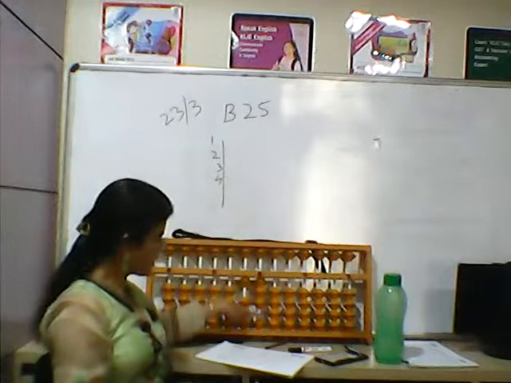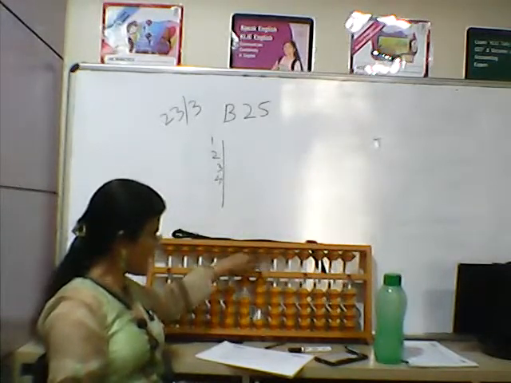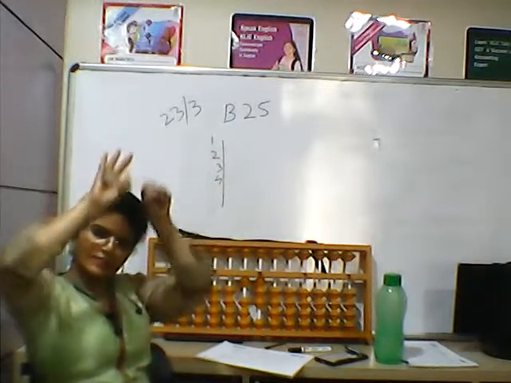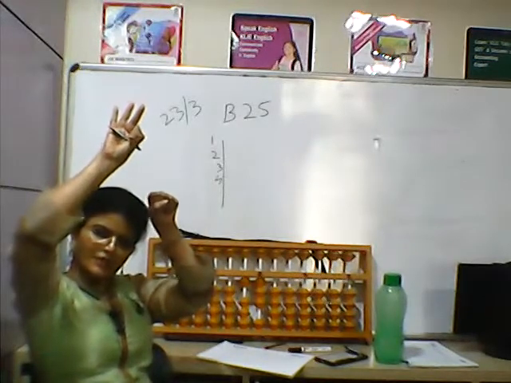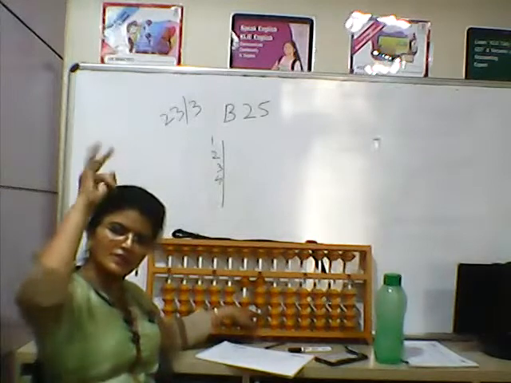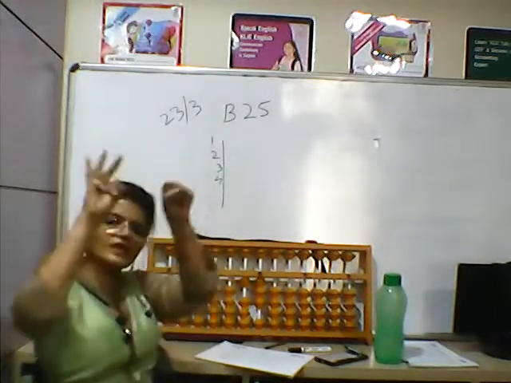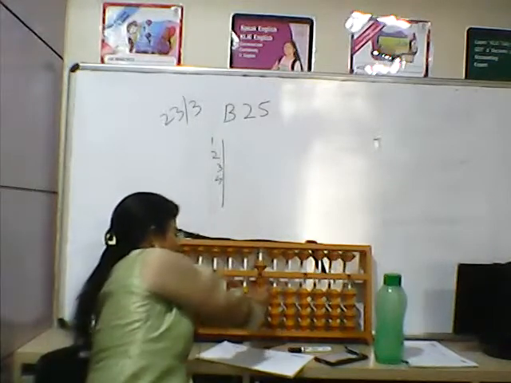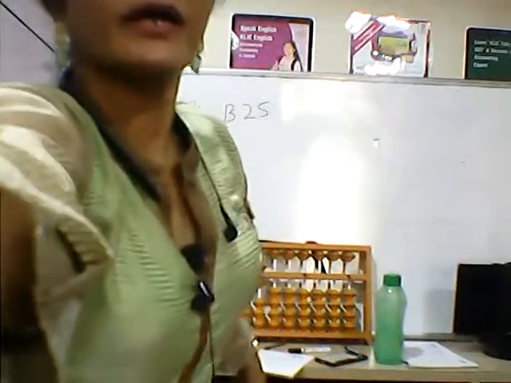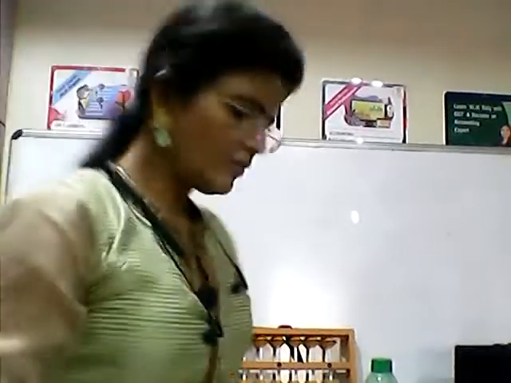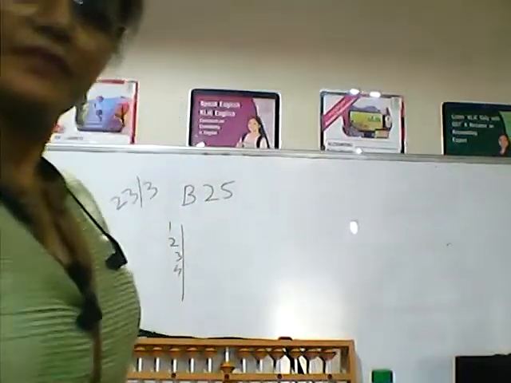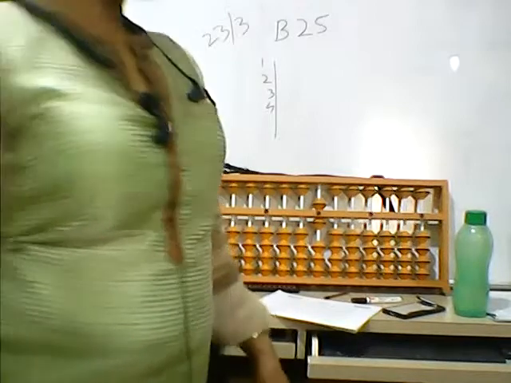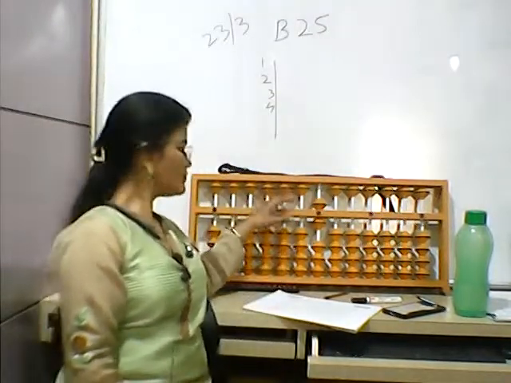Minus 7, directly is not possible. Minus 7, minus 10, plus 3. Plus 3 is not possible. So mix complement. Which friend? Mix complement: minus 10 plus 5 minus 2. 10 down, 5 down, 2 down.